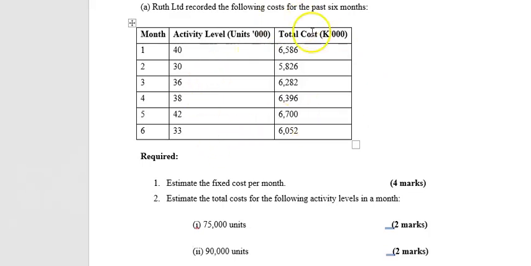Number 1, for us to use the high-low method, you need to identify the highest activity amongst everything. So the highest activity here is 42. This highest activity has got the highest cost, which is 67. Again, identify the lowest activity. When you identify, you start with activities. So the lowest activity is 30. So it will associate itself with the lowest cost, which is 5,826. Now that we know these two, let's go ahead and apply the high-low method.